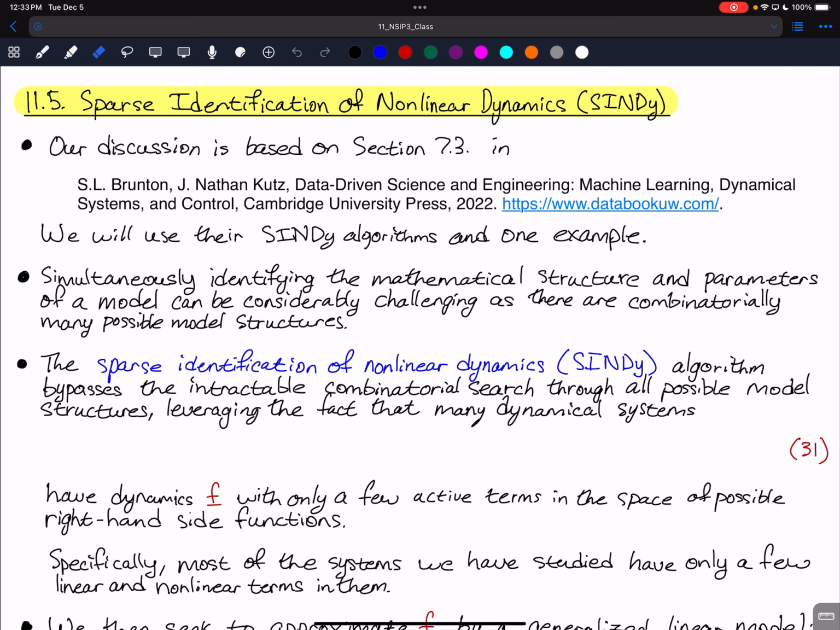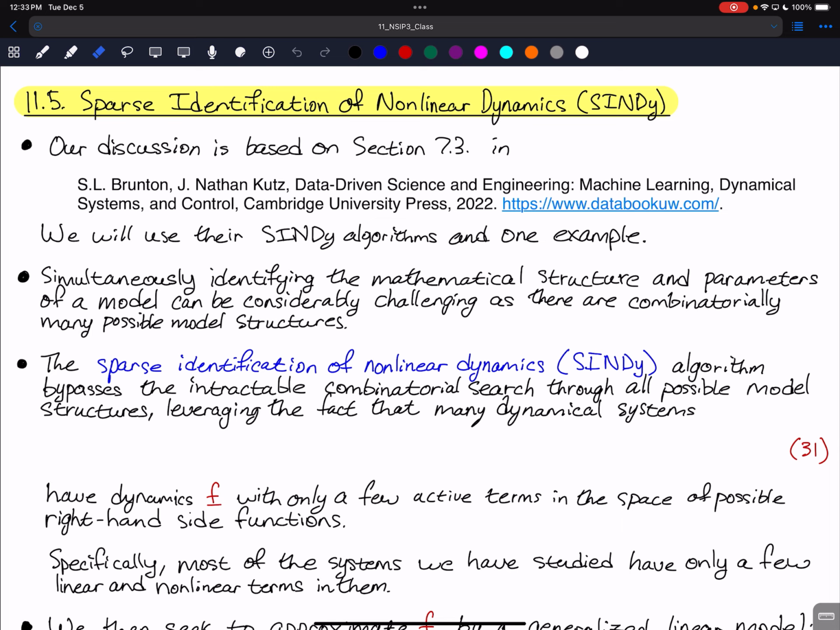Okay, so the sparse identification of nonlinear dynamics, or the SINDy method, is a very popular method in general, and there have been many extensions of this method created over the last decade or so, maybe a little bit less than a decade. Our entire discussion is going to be based on section 7.3 in this reference shown here. It's a book that they wrote. We're going to use their SINDy algorithm, and we'll look at just one example from their book. And you can find tons of papers on this in the literature.